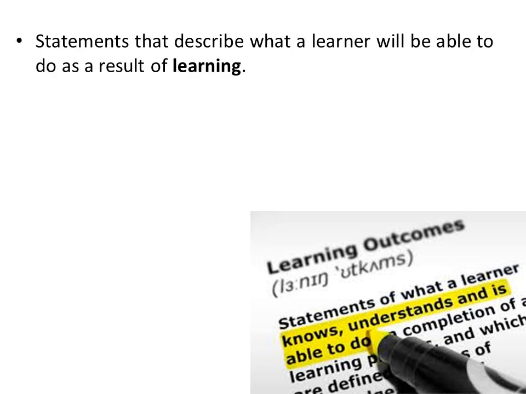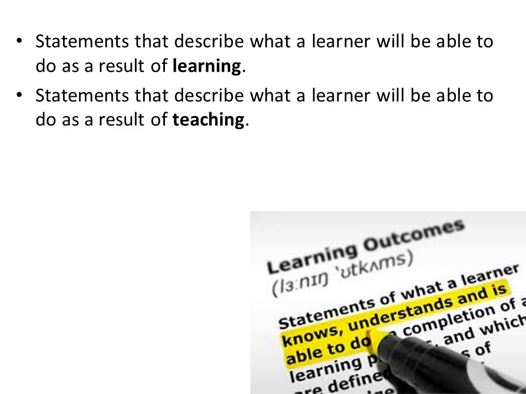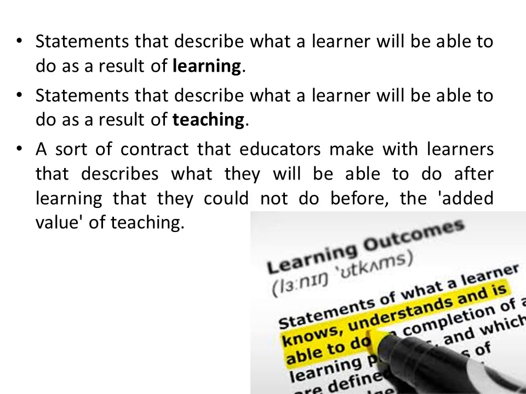Regardless of the terminology that you use, these learning outcomes or objectives should describe what a learner will be able to do as a result of learning. They should also describe what a learner will be able to do as a result of teaching, thus recognizing the differences between teaching and learning. And in my opinion, these learning outcomes are essentially a contract that educators make with learners that describes what they will be able to do after learning that they could not do before the learning experience. Thus, it's the added value of the teaching that helps them achieve these learning outcomes.